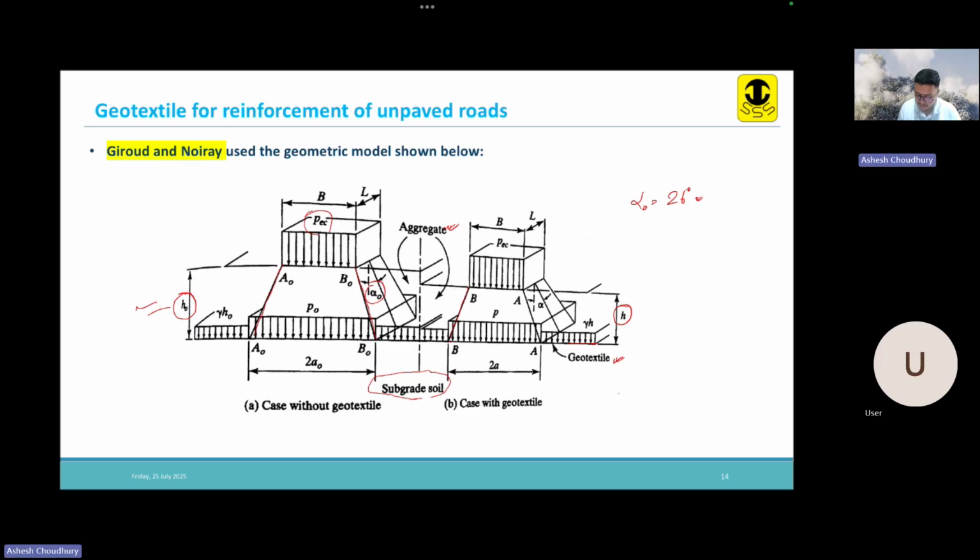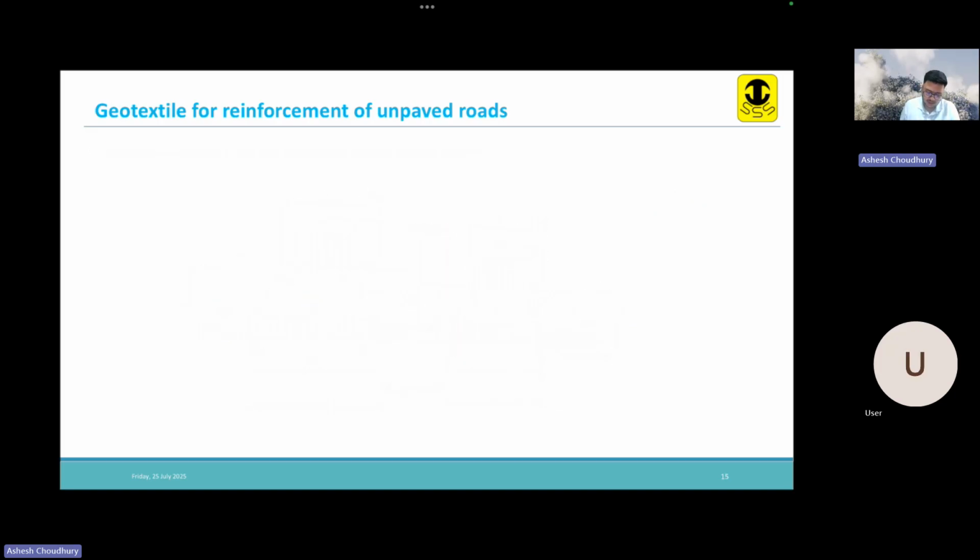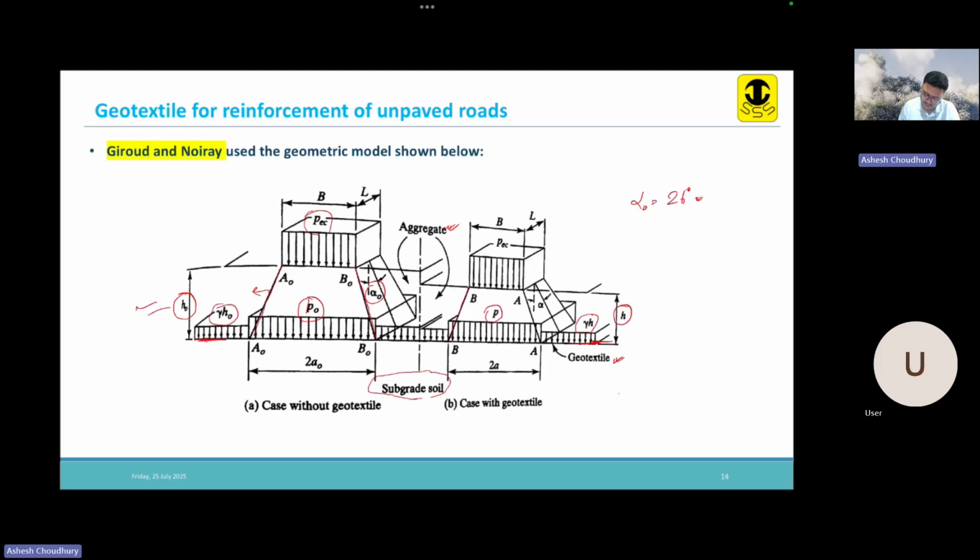You should pay attention to some terms. Here, P naught is my pressure that is coming from the wheel load, and here that pressure is small t. Outside this area, there is a pressure of gamma into H naught coming at this level, and when geotextile is placed at this level, the pressure of gamma into H is coming. Now let us write the expressions for both P naught and P.